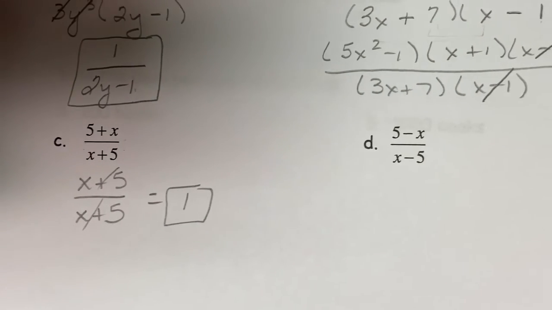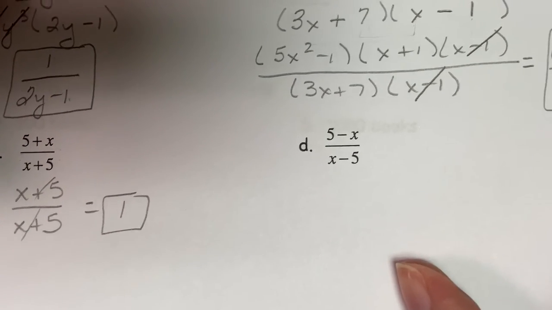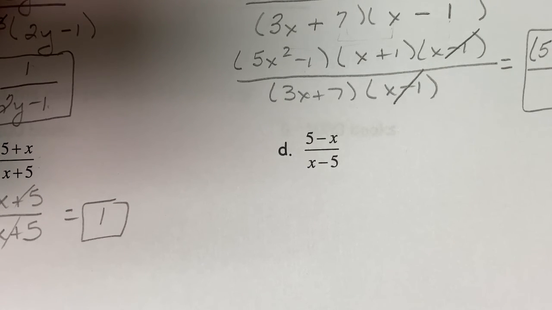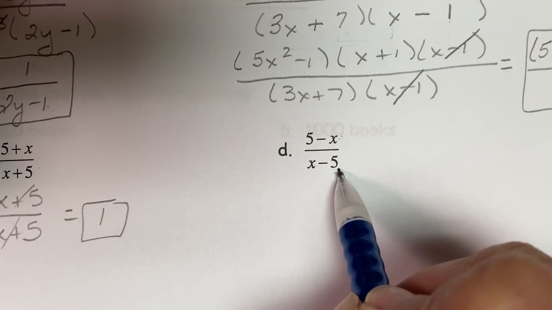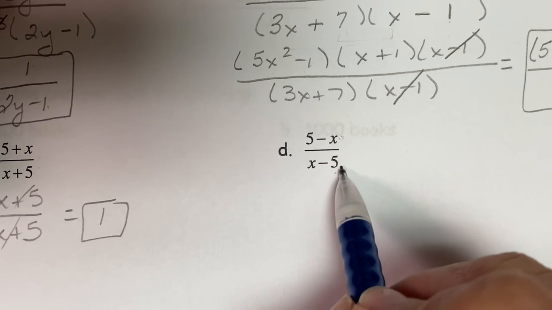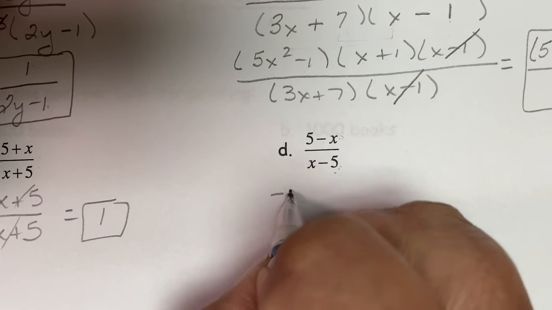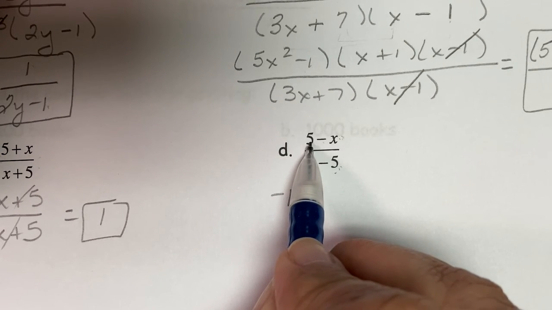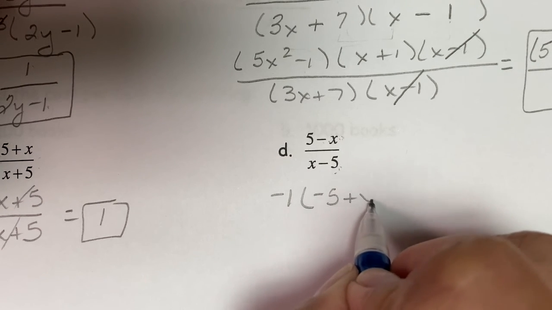Now I know you're thinking that's pretty easy. Well, I want to compare that now with D. Is subtraction commutative? No, subtraction is not commutative. It does matter what order you subtract things in. So these two factors are not the same. You cannot cancel them out yet. What you want to do is take either the top or the bottom, it doesn't matter which one, and factor out a -1. Let's go ahead and factor out a -1 from the top. If I factor out a -1, that's going to make that a -5, and that's going to make that guy a positive x.